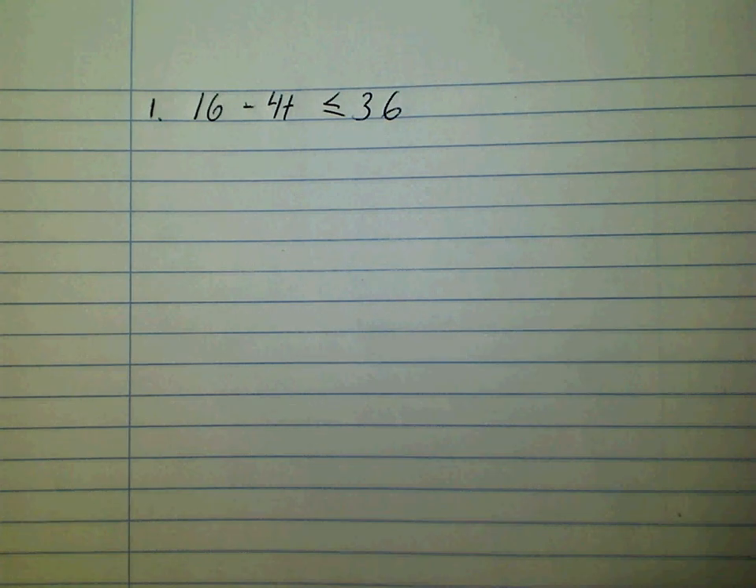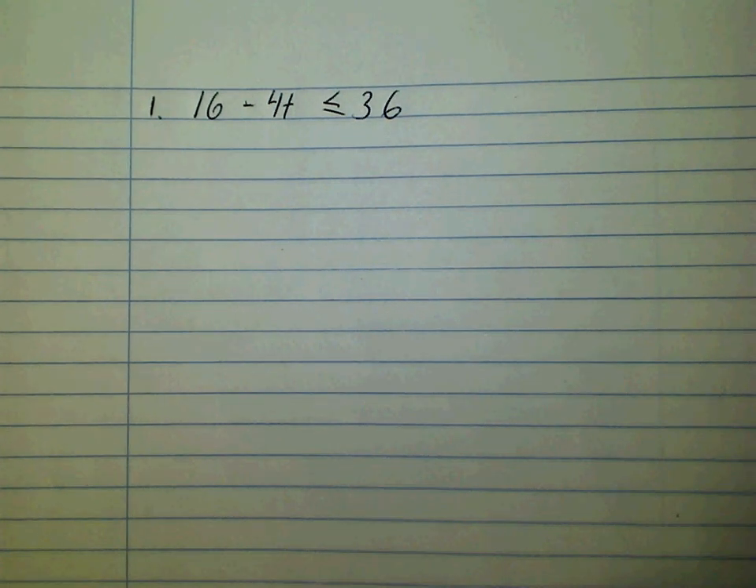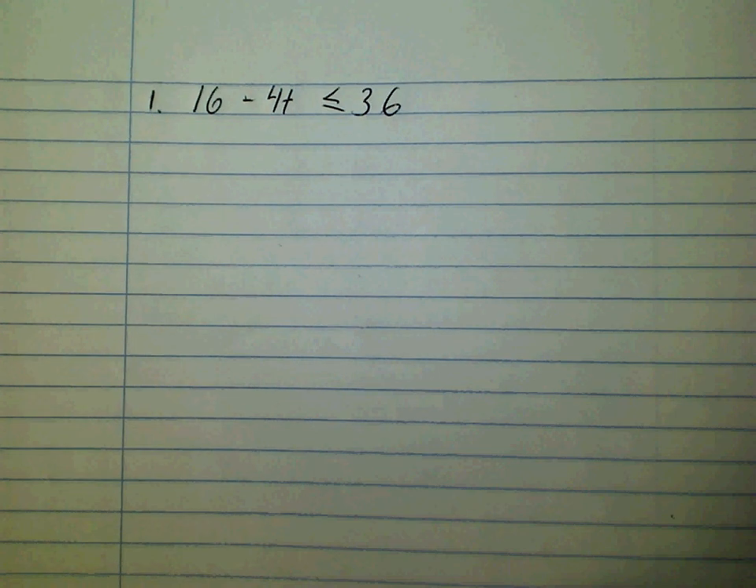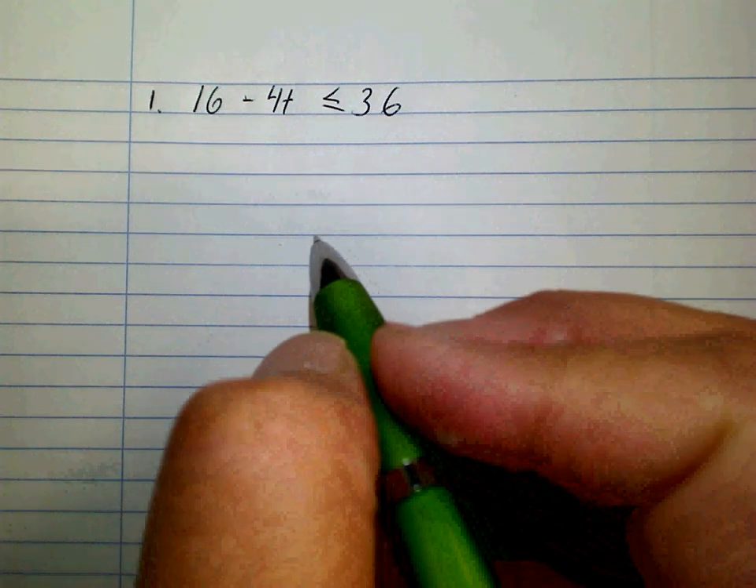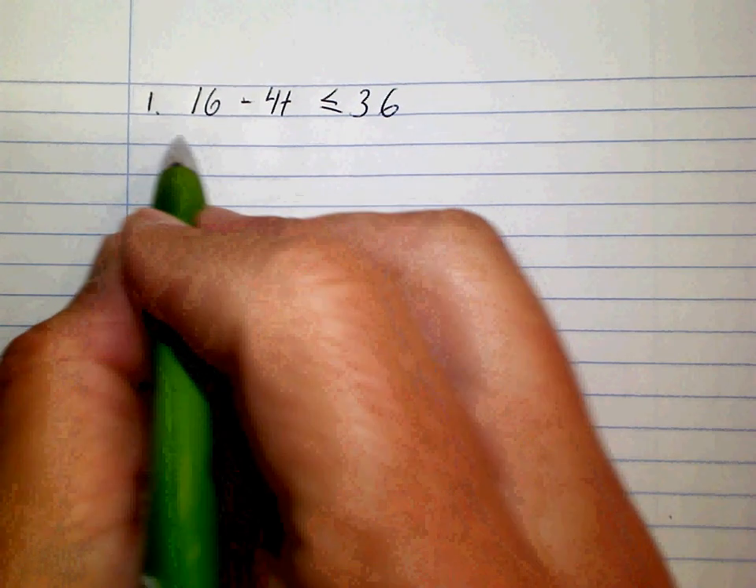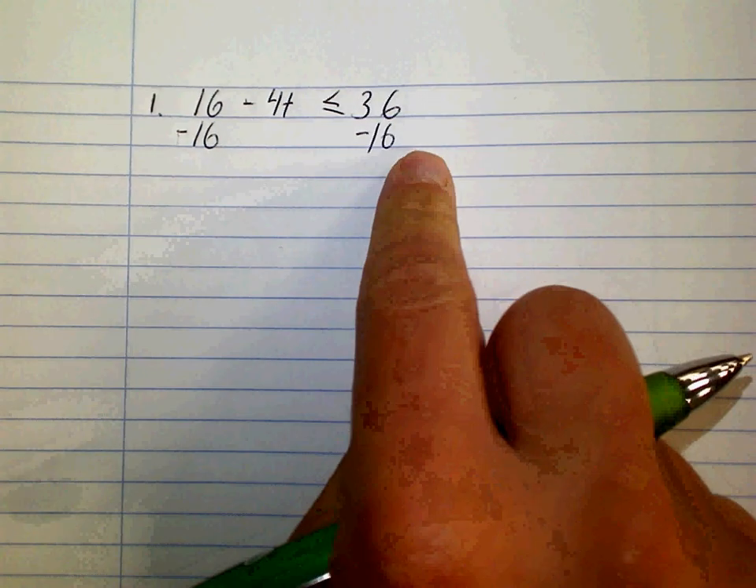So just a basic inequality. Just like you've seen before, we're going to solve this thing like you've solved everything else. What's the first thing in solving? Anybody? Yeah, we can subtract 16 from both sides of an inequality. It'll still be true.